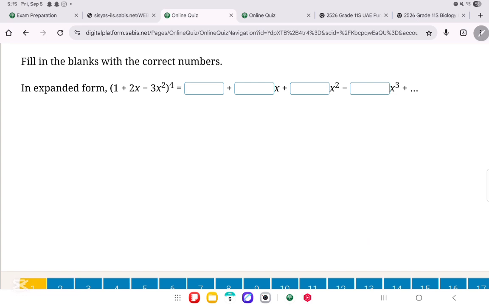So, because they told us to stop at x to the power of 3, I am going to stop the full solving from here. And we're only going to keep the ones that we solved from before, which is 1 plus 2x to the power of 4, plus 4 times 1 plus 2x to the power of 3, times minus 3x squared to the power of 1. Right? Why? Because if you multiply the rest, you're going to get exponents that are all bigger than x to the power of 3, and we don't need anything bigger than x to the power of 3.